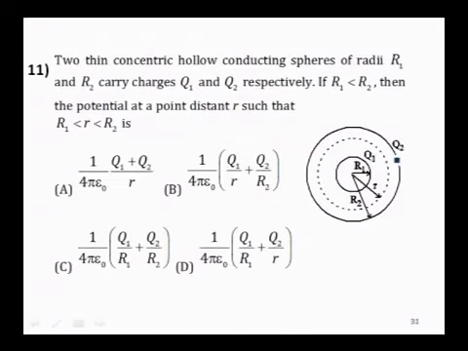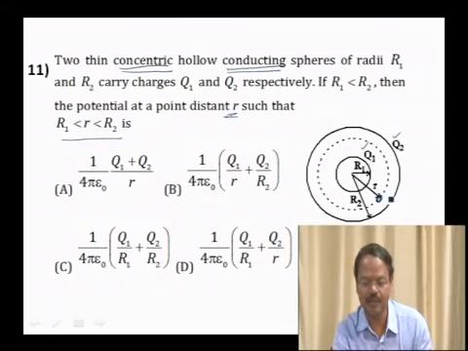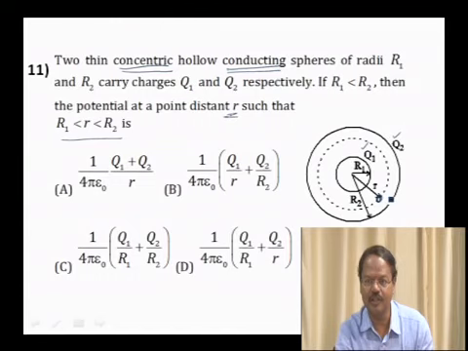Going to the next question: two thin concentric, notice that, concentric, hollow, conducting spheres. Even every word you have to read carefully. Spheres of radii R1 and R2 carry charges Q1 and Q2 respectively, that is shown here. R1 is less than R2, that is also shown here. Then the potential at a point at a distance R such that it is between R1 and R2. So it is somewhere here, in between the two spheres.